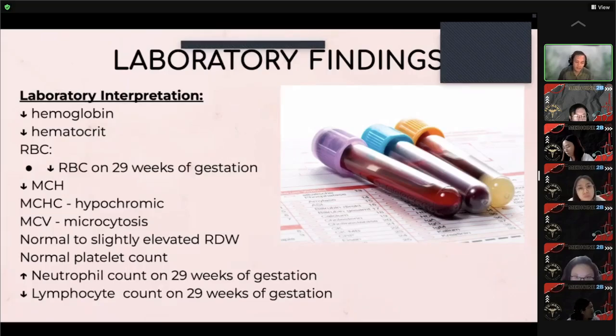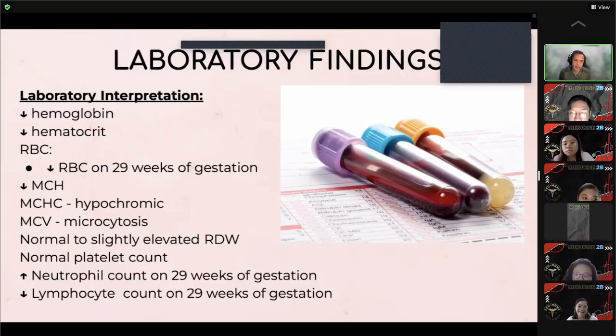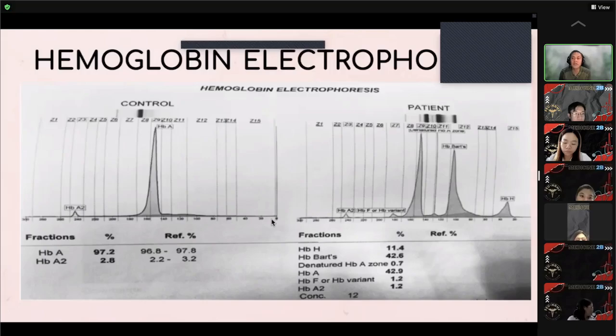Hoy, andyan na. Para lang masagot ninyo. MCH, Doc, below 27.5. Yung MCV po, less than 80. Oo, kasi it's small. And then they're small, di ba? Your MCH is hypochromic. Pwede itanong dyan. Bakit mataas ang neutrophil at mababa ang lymphocytes? Next slide ka na, reporter. That question, bakit mababa ang lymphocytes at mataas ang neutrophils?